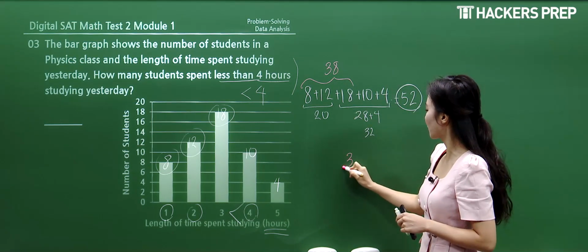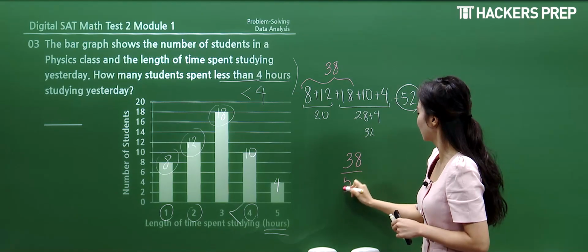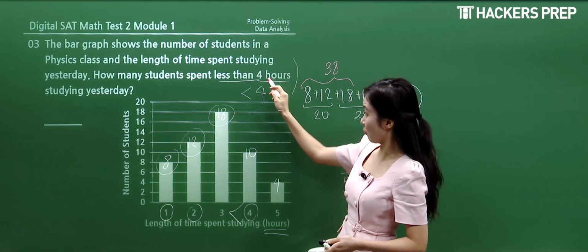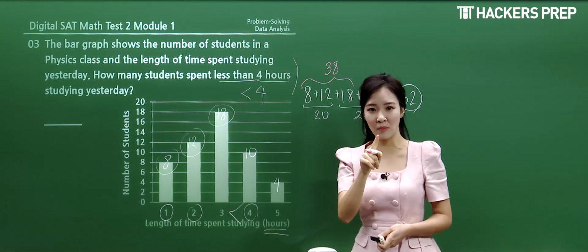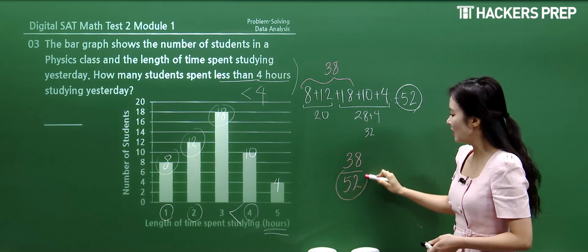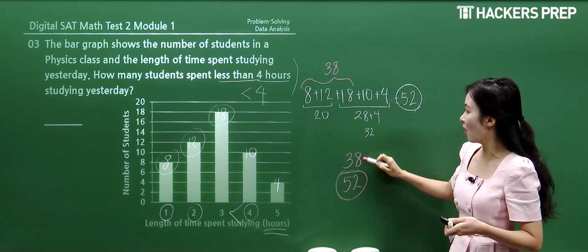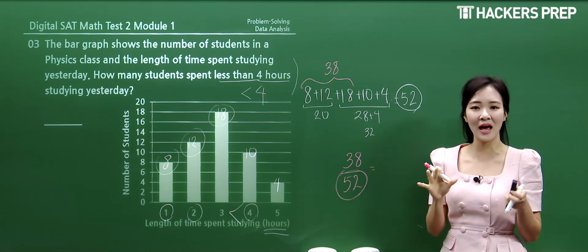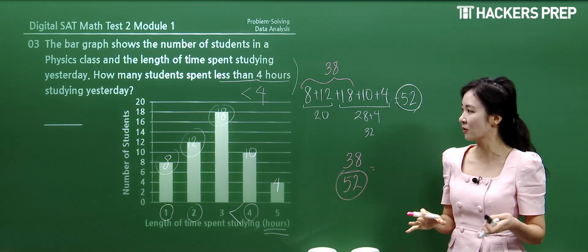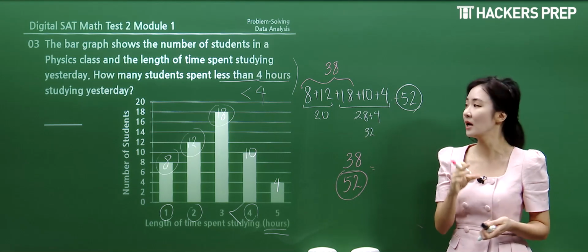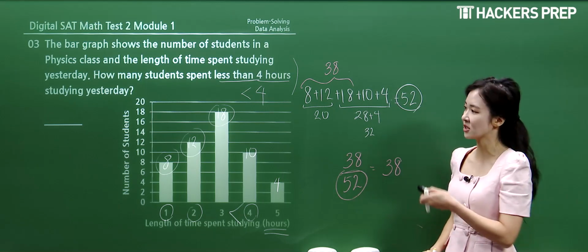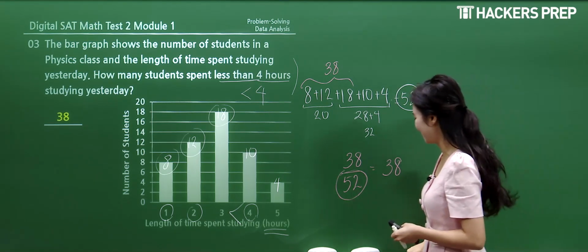So how many students spent less than 4 hours studying yesterday? But remember, here's a caveat. Normally, if you were to take a probability, we would do the count, which is 38 divided by 52. But in this case, they're not asking for the probability. All they're asking for is the actual total number in raw form. So the answer is just going to be 38 without the total. So the answer is 38. Great.